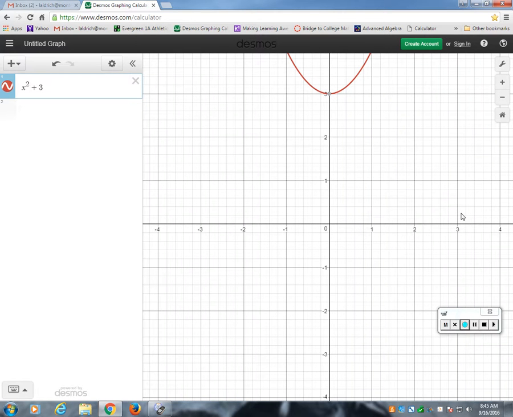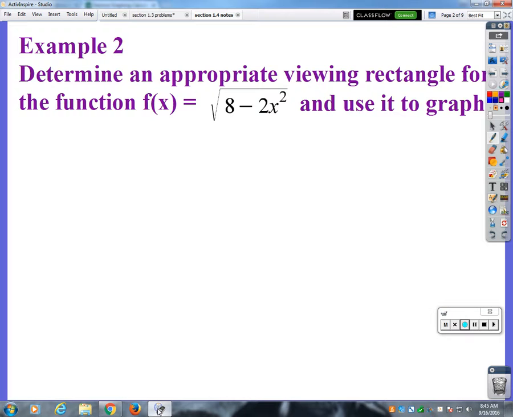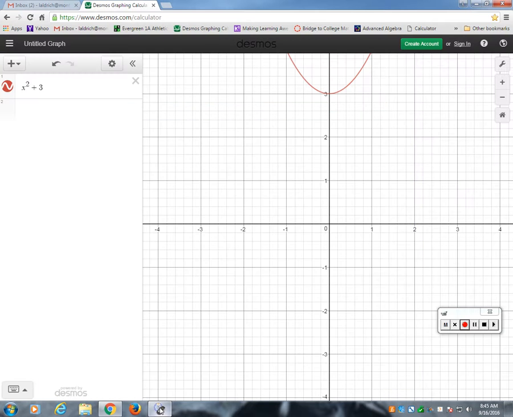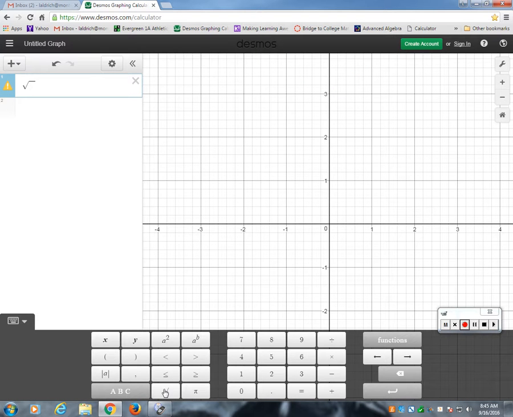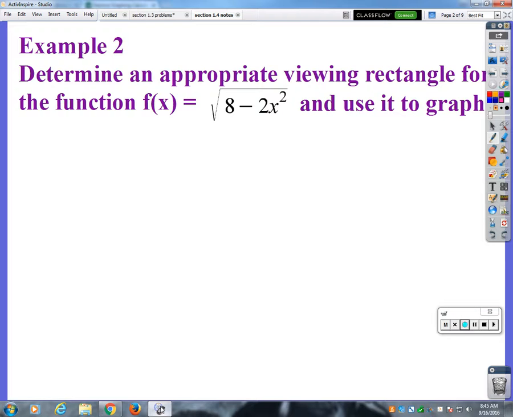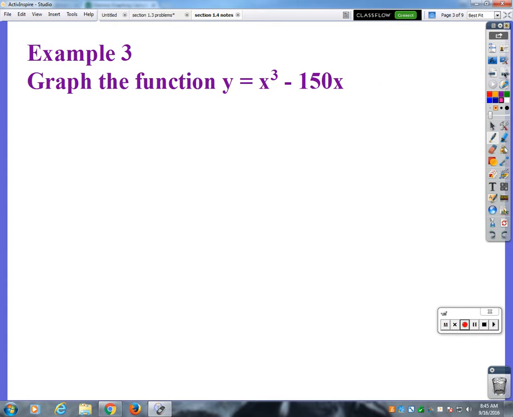Okay, so let's do this next one. Square root of 8 minus 2x squared. So we get rid of that. Totally awesome. That was easy. It seems like this stuff was more complicated back then. These are pretty straightforward.